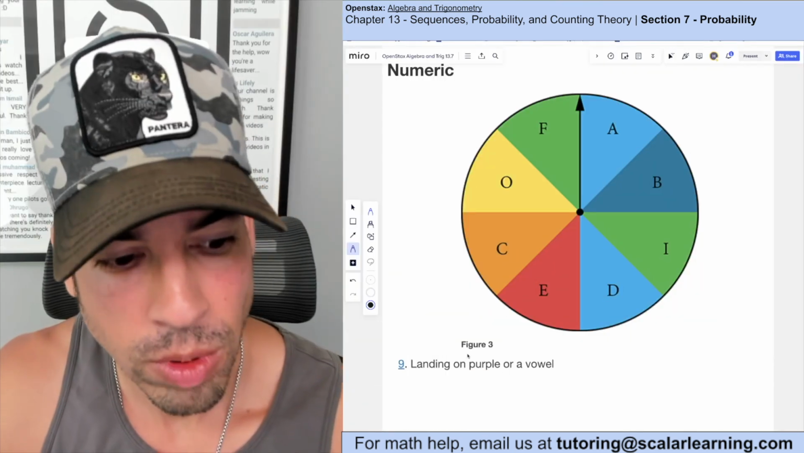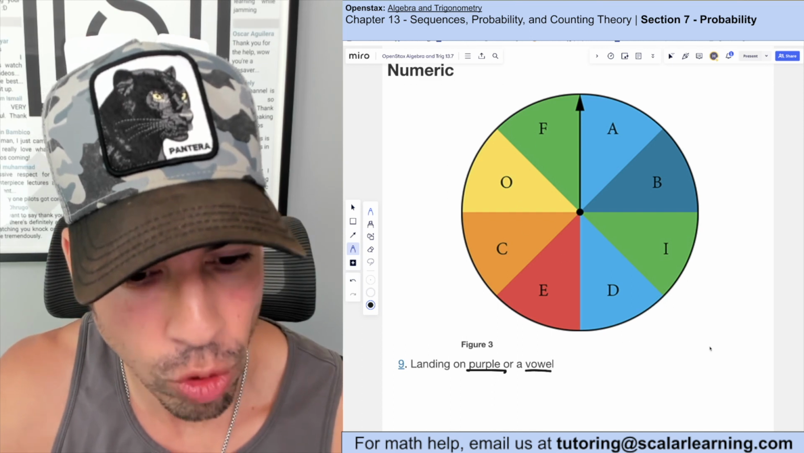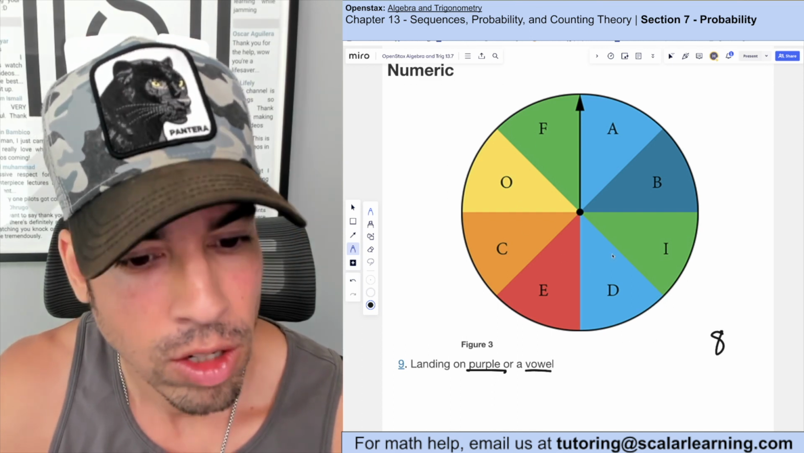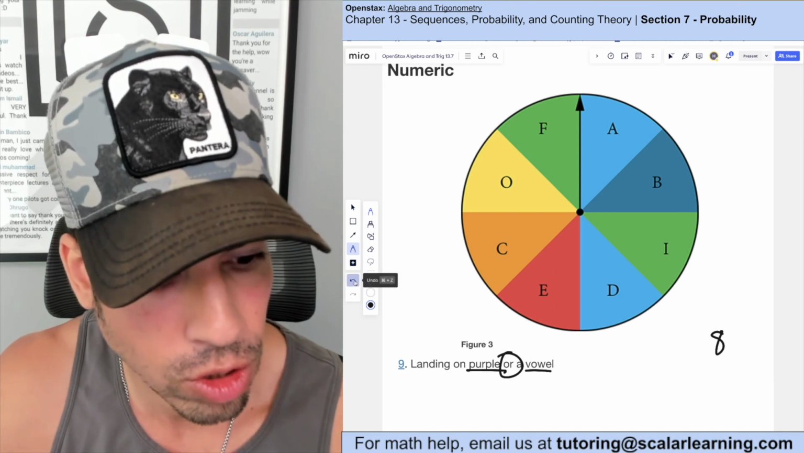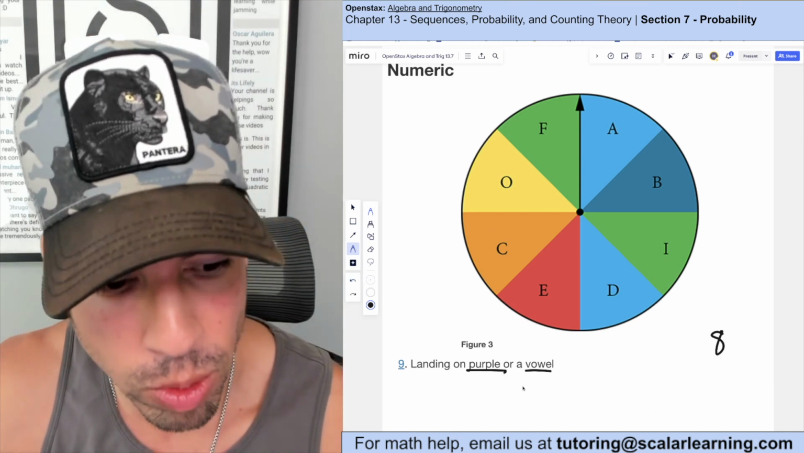Done. So this one says landing on purple or a vowel. And again, we've got how many choices in total? We've got 8. So this is an or. This is a union situation because we see that word or. So we're going to count up all the purples and all the vowels.